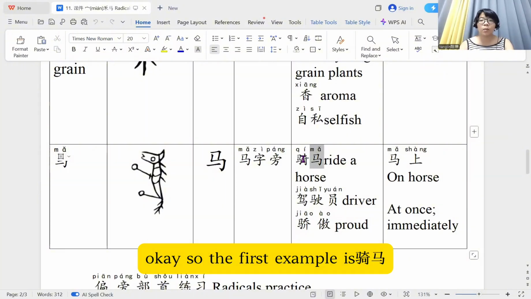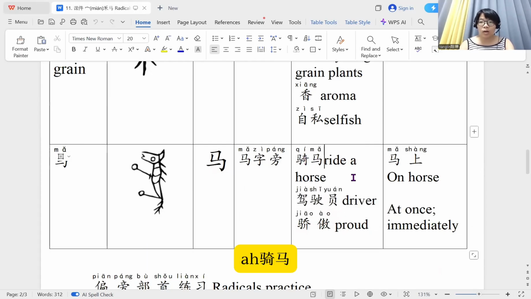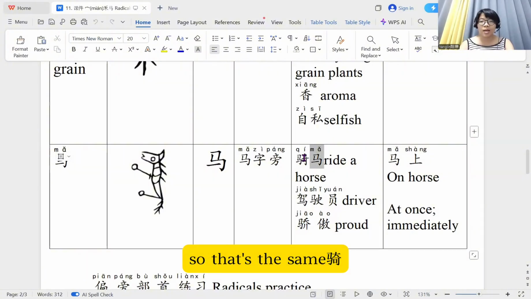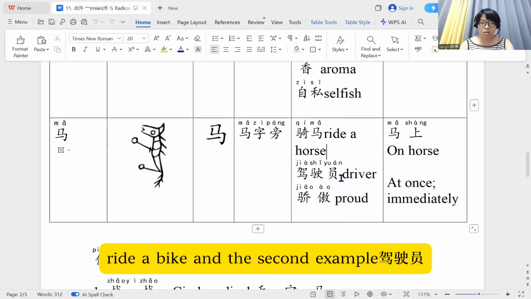So the first example is 骑马. When you ride a horse, 骑马. But nowadays, you don't necessarily ride a horse. You may ride a bike. That's the same 骑. 骑自行车, 骑车, ride a bike.